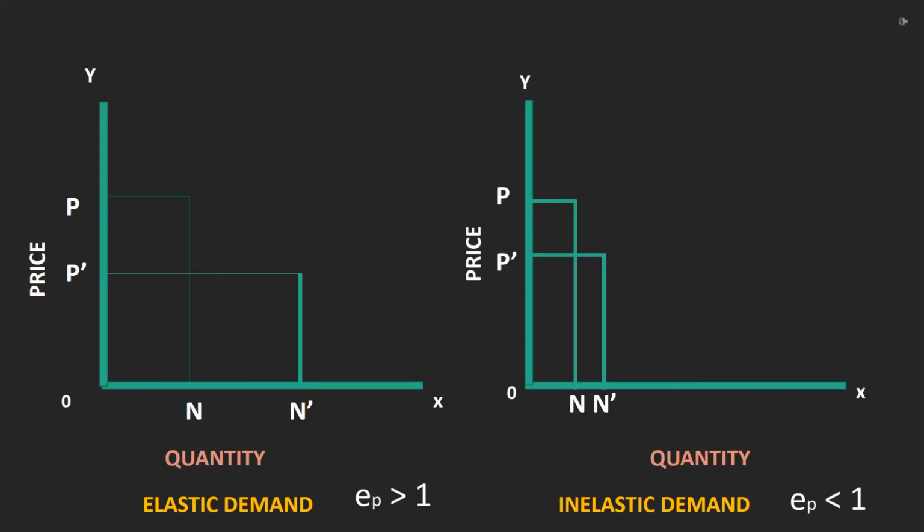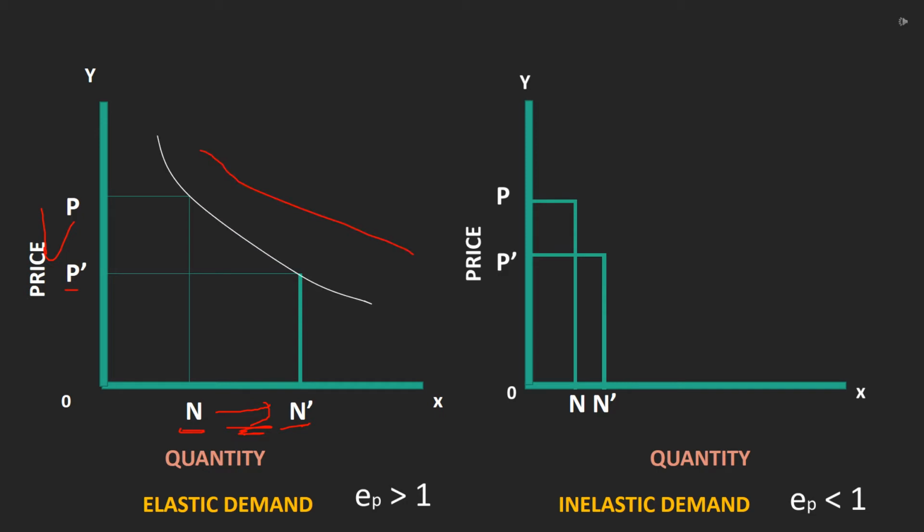Now let's see the elastic and inelastic demand on the graph. When the price is OP, then the quantity demanded is ON, and when the price is OP dash, then the quantity demanded is ON dash. So in elastic demand, when price falls from P to P dash, the quantity demanded rises from N to N dash. The distance between P to P dash is smaller than the distance of N to N dash. So percentage change in quantity demanded is greater than the percentage change in price. When we draw the demand curve, the demand curve is a little bit flatter.